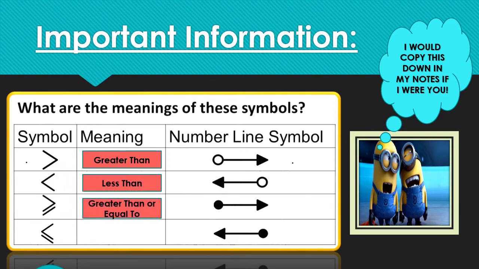The other one, the only difference, if you look here, is the line underneath, and that tells you that it's equal to. So that would be greater than or equal to. And then the last one would be less than or equal to. I would suggest you pause your screen really quick and write this in your notes so that you know what your symbols mean when you're dealing with inequalities on the test.